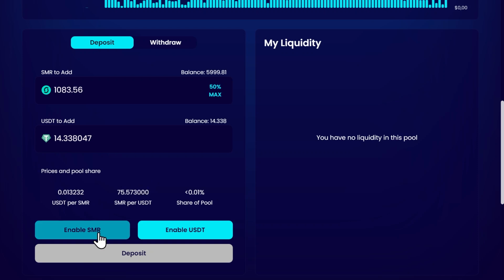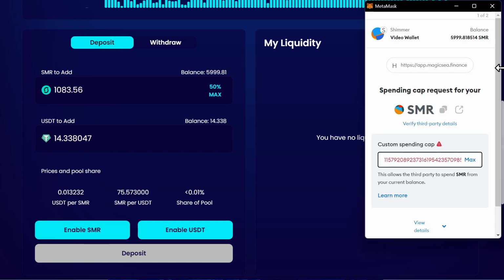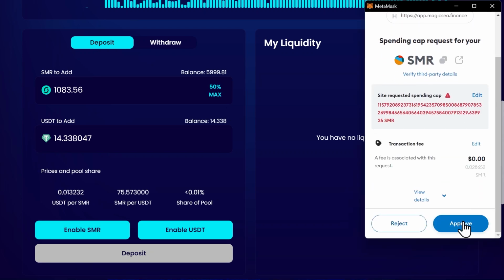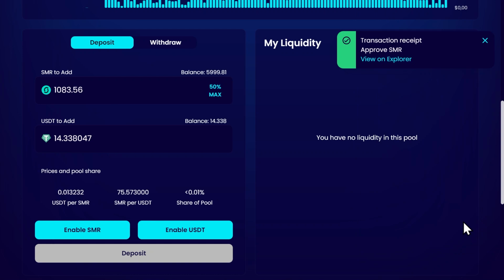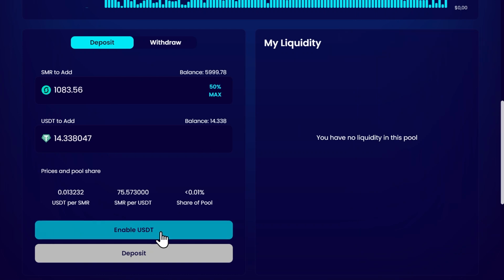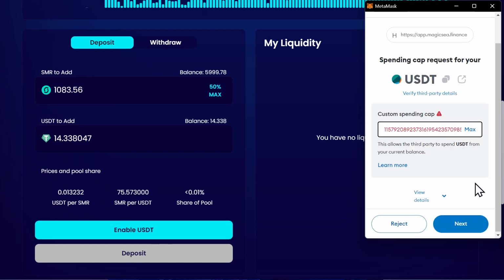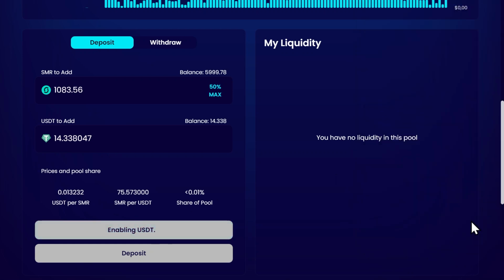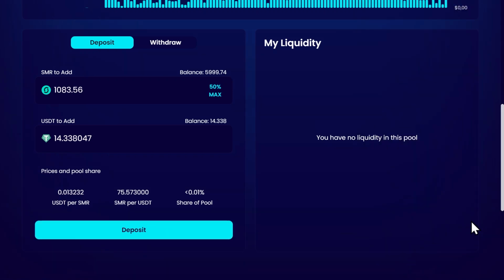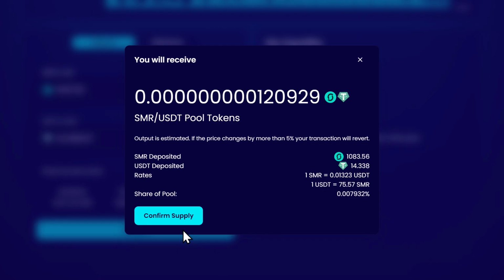Now, in order to provide the liquidity, I first need to enable Shimmer and USDT. This gives MagicSea access to the tokens in my wallet. So I click here, double-check what is written, and approve. The page gives me feedback that the Shimmer tokens have been approved. Next, I will enable USDT. Finally, I can deposit my tokens.